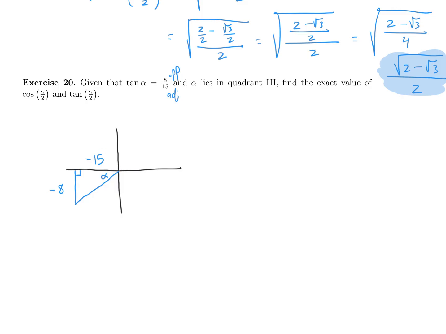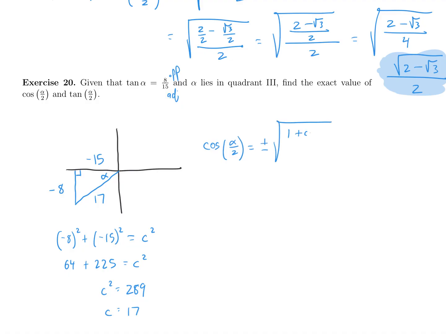Now we must use the Pythagorean theorem to find the hypotenuse. So a squared plus b squared equals c squared. We have 64 plus 225. We have c squared equals 289. Square root of 289 is 17, so that's our hypotenuse. Okay. So let's start with cosine of alpha over 2. Cosine alpha over 2 is going to be plus or minus the square root of (1 plus cosine alpha) over 2. That's the half angle formula on the previous page.